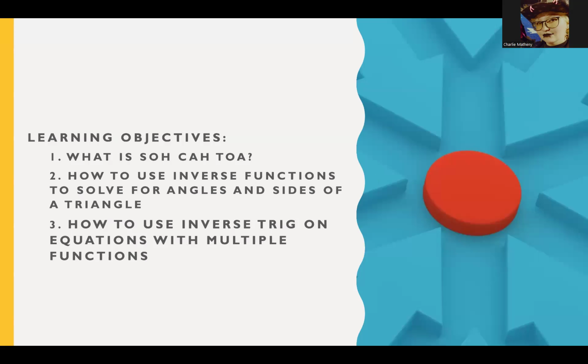So first, what is Soh Cah Toa? I'm sure you guys have heard that about 1,000 times before, but I'm really here to hammer it home because if enough people describe it to you in different ways, one of those ways is actually going to help you learn. It's going to stick in your brain. Number two is how to use inverse functions to solve for angles and the sides of a triangle. And then number three is how to use inverse trig on equations with multiple functions. You guys are ready? We're going to go ahead and get started.